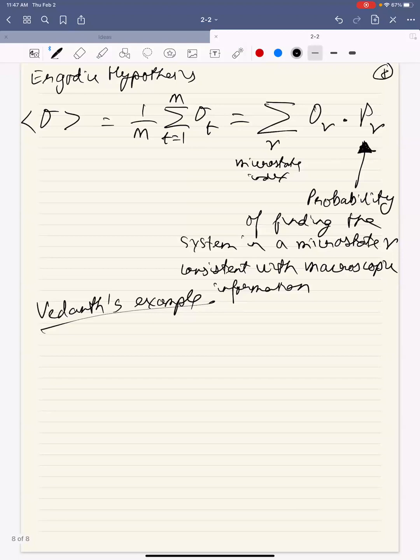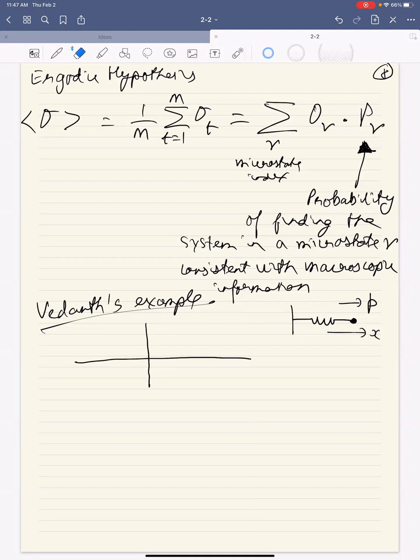So Vedant's example was a harmonic oscillator. There is a spring and there is this coordinate x, and you have the momentum along this coordinate, p. You pull it, it comes back, and you push it, it goes further away. In this case there is no bath, there is no temperature, there is nothing, it's just going back and forth.